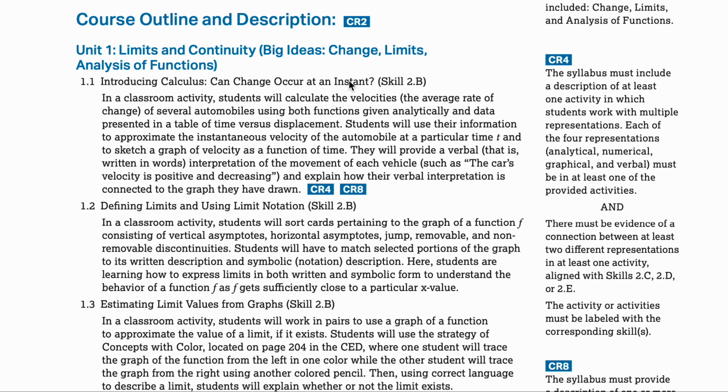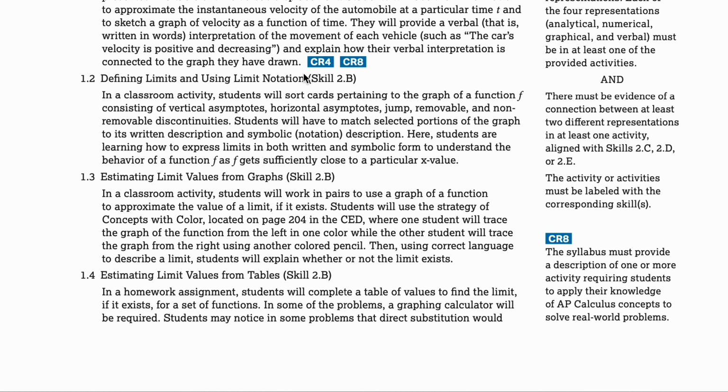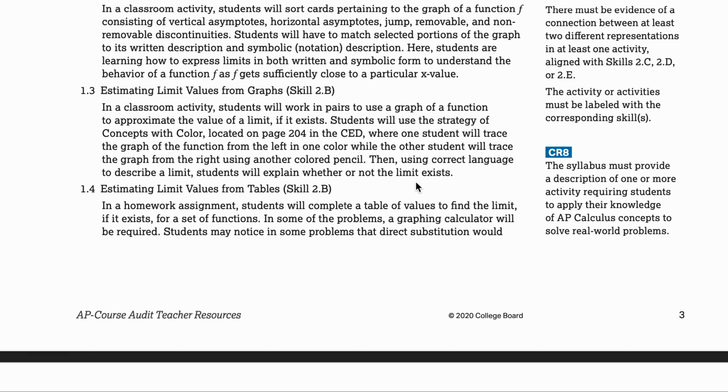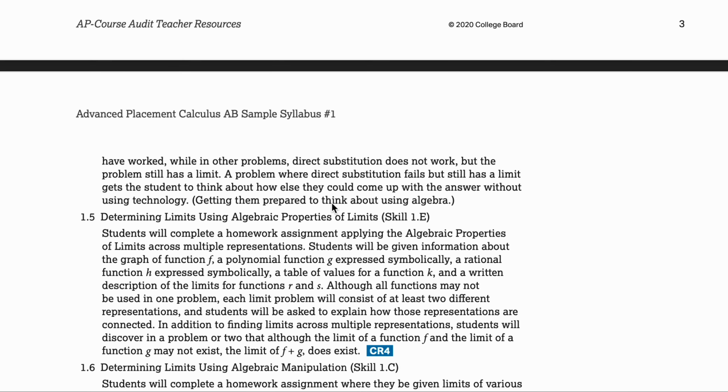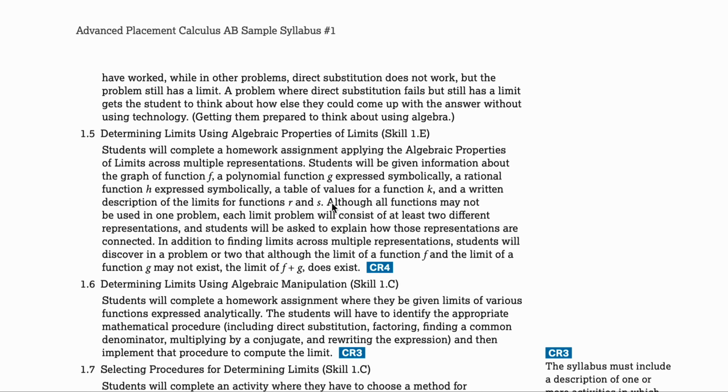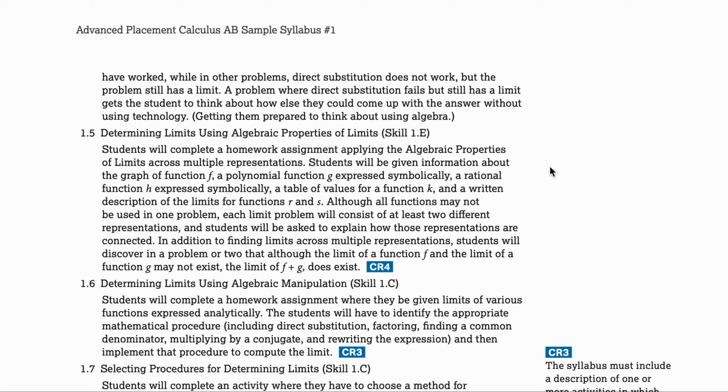So in this unit, you can see we're going to talk about can change occur at an instant, right? So here we're talking about slope. We're introducing the idea of instantaneous slope versus average slope, or instantaneous rate of change versus average rate of change. Of course, you're going to go over limits and limit notations. You're also going to learn how to estimate the limit three different ways: from graphs, from tables, and then also algebraically.